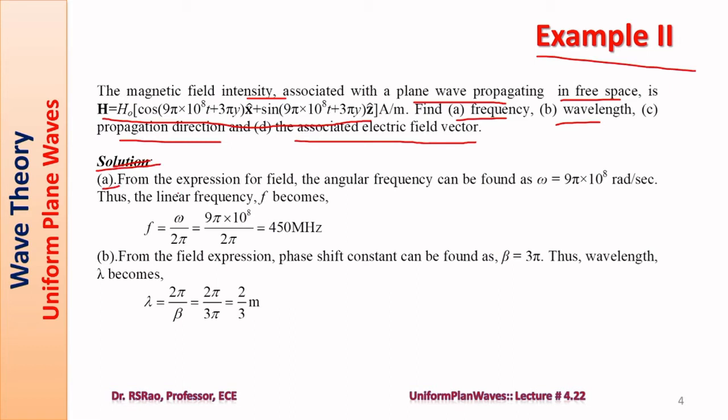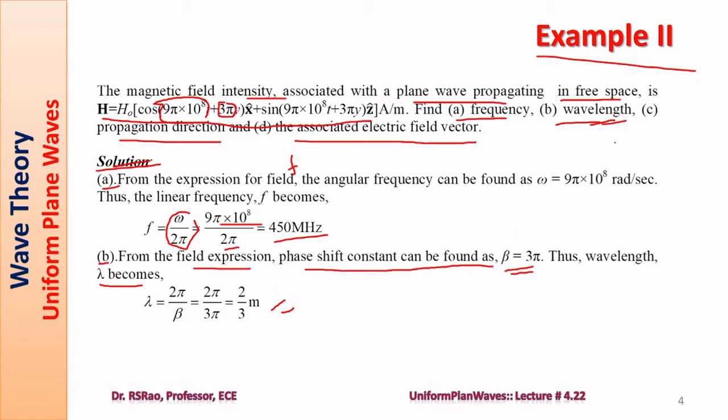Solution. We are required to find out frequency f. f is omega by 2 pi. Omega, by just watching the expression, is 9 pi into 10 power 8. Divided by 2 pi gives f. It turns out to be 450 megahertz. B. Wavelength. From the field expression, phase shift constant can be found as 3 pi. See, this is 3 pi. Thus, wavelength lambda is 2 pi by beta. It turns out to be 2 by 3 meters.